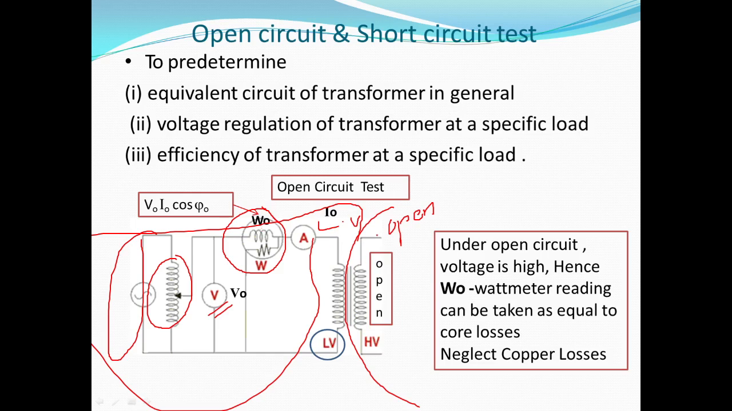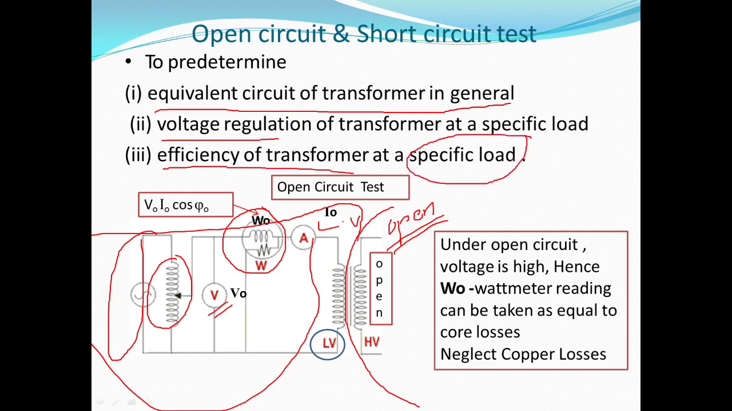The secondary side, that is the HV side, is taken as open circuit. There is no load connected on the secondary side. With the help of the open circuit test, we will determine the equivalent circuit of the transformer in general. Second, we can determine the regulation of the transformer at a specific load, as well as the efficiency of the transformer at a specific load condition. This is the reference diagram to perform the open circuit test on the transformer.